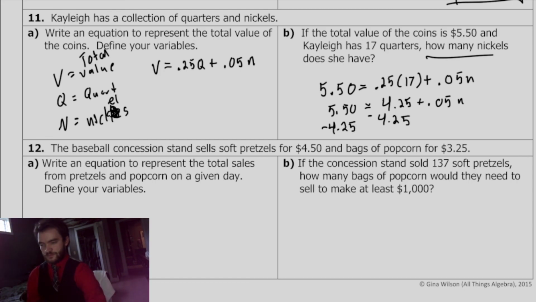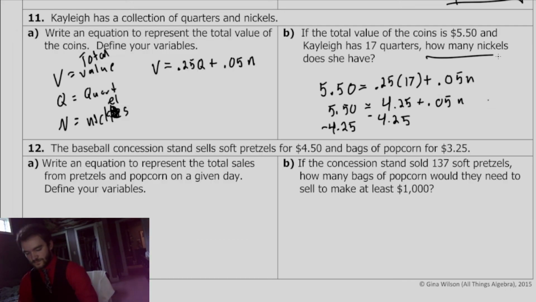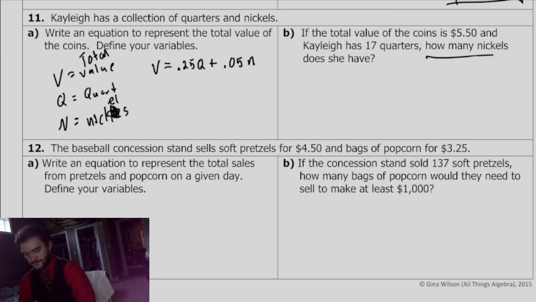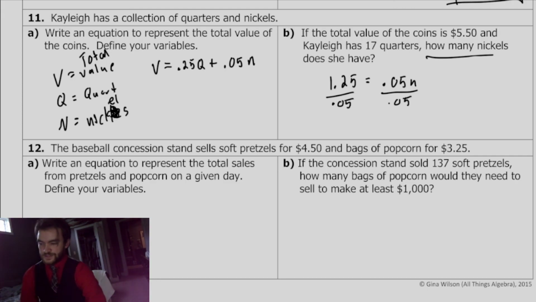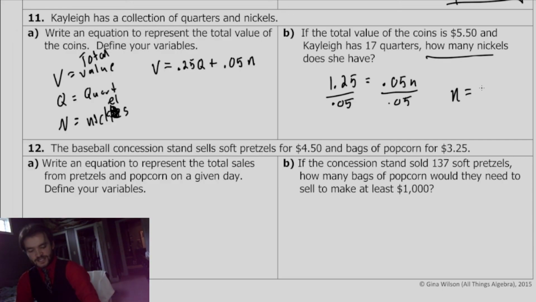Great. Now, I'm just going to use a calculator to make sure we are perfectly right. So $1.25 equals 0.05N. Divide by 0.05. This will tell us how many nickels she had. So 1.25 divided by 0.05 equals 25 nickels. The amount of nickels she has was 25.